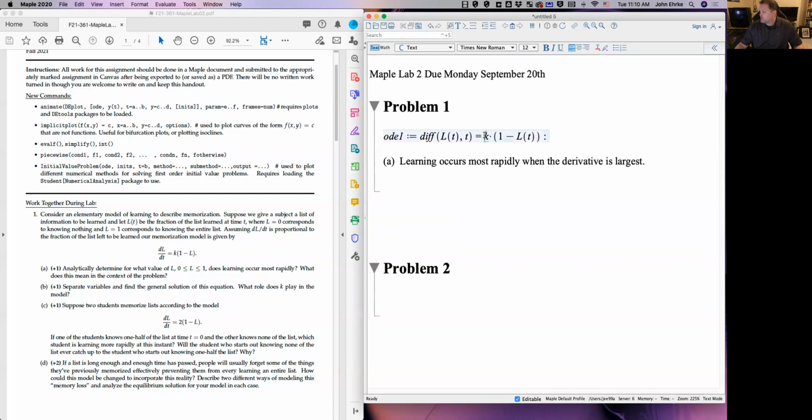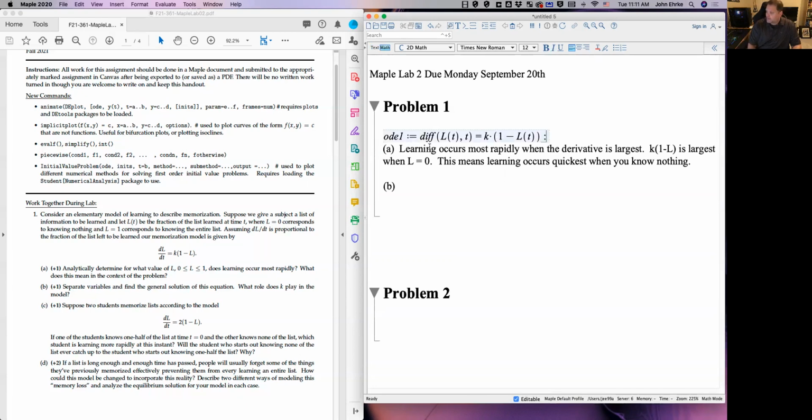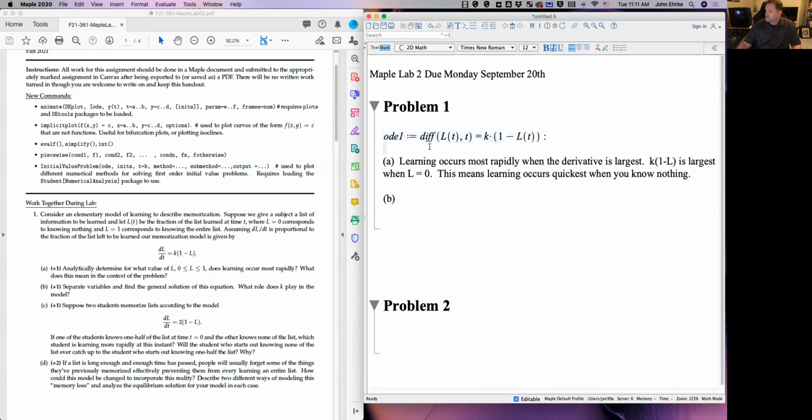So if you look at the derivative, it is this piece over here. When is this the largest? Well, you can clearly see that k times 1 minus L is largest when L is 0. This means learning occurs quickest when you know nothing, which makes a lot of sense. The less you know, the quicker that you learn, because there's more material out there for you to learn. I think that would make a lot of sense in the context of this model. One thing I do want to mention about the model here is that the parameter k here is positive.